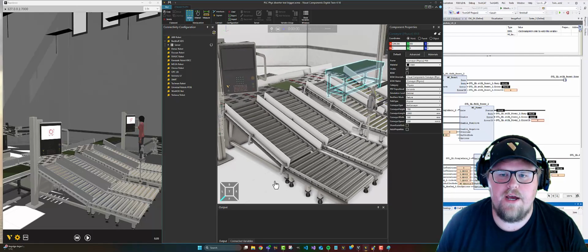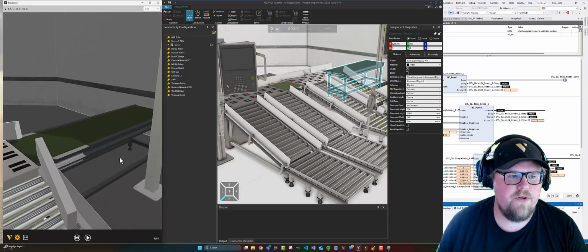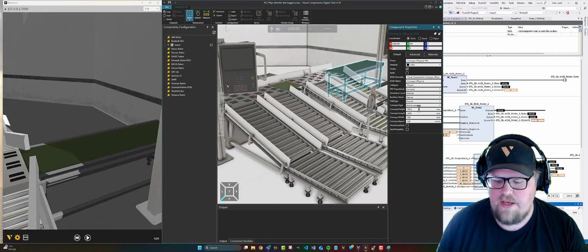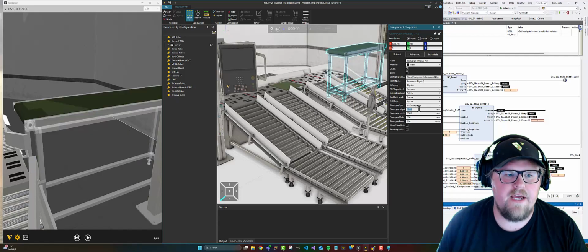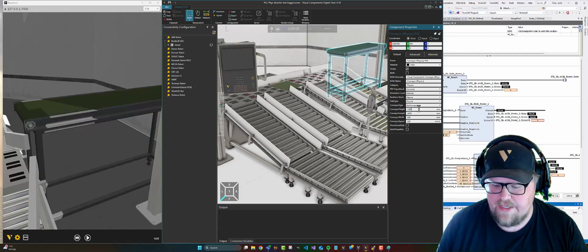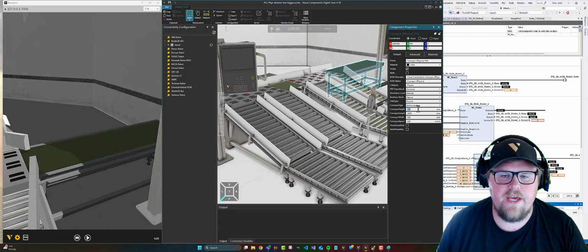So how do we know that is true? Well, if we zoom into this conveyor here, and we have it selected in the 3D world, and we add height here, for example, we can see that that immediately is reflected in the experience application. Okay, so we have those two in sync.